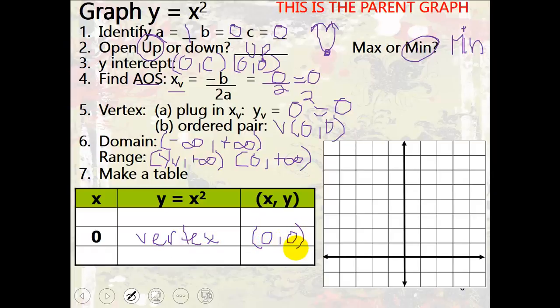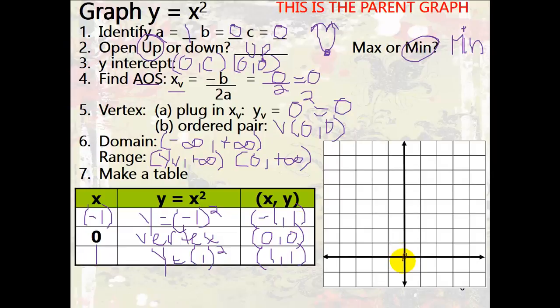I put that in the center, just like we did with the absolute value. Okay? And then I'm going to pick a point to the right. So y equals 1 squared, so that's going to be 1, 1. And pick a point to the left. Y equals negative 1 squared. Remember when you square a negative number, if there's not another negative out in front, it has to go positive. Negative 1, 1.